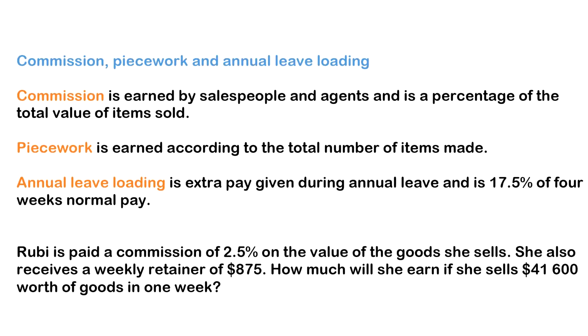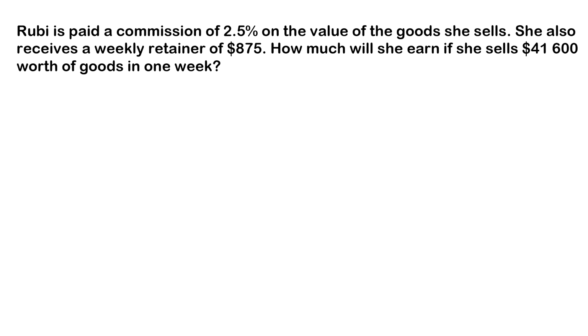Now, annual leave loading is extra pay that you get during your annual leave and is about 17.5% of 4 weeks normal pay. So the first example we're going to look at is Ruby is paid a commission of 2.5% on the value of the goods she sells. She also receives a weekly retainer of $875. So she gets that no matter what she sells, all right? So how much will she earn if she sells $41,600 worth of goods in 1 week?